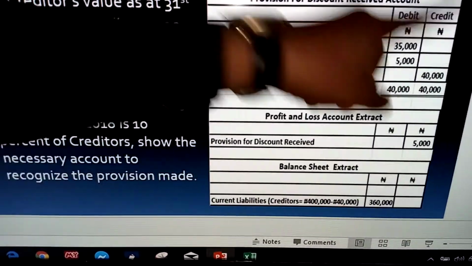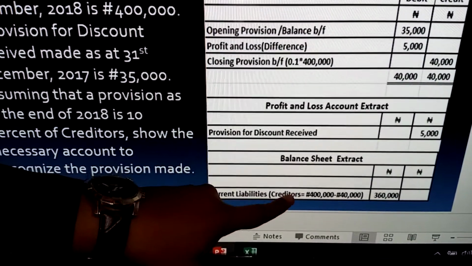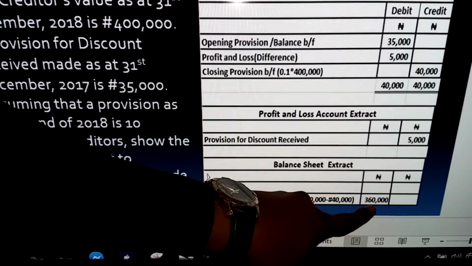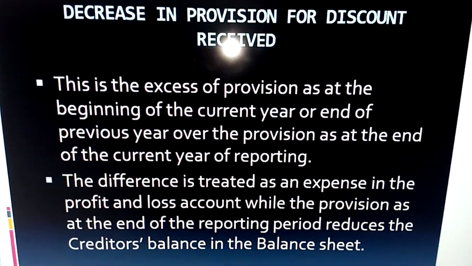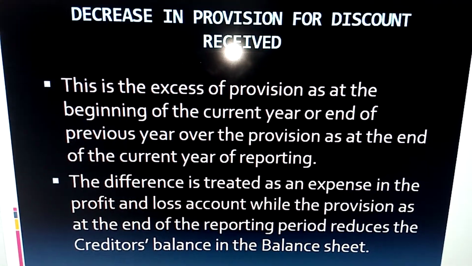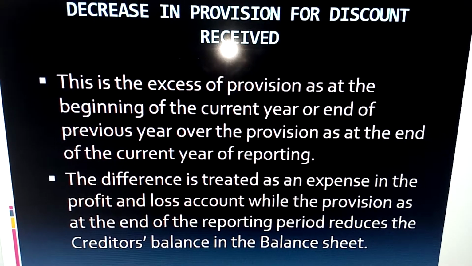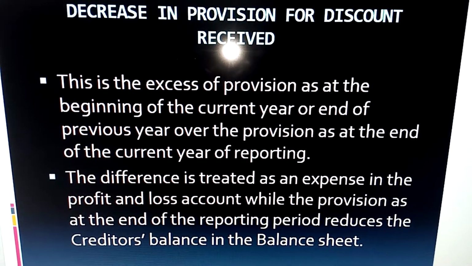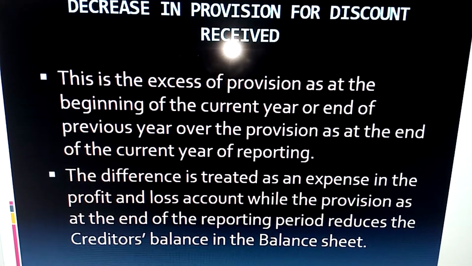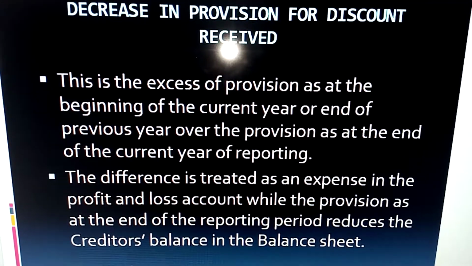Okay. Then in the balance sheet, current liabilities, creditors value will reduce by 40,000. That's 360,000. Now, a decrease in provision for discount received is when there's excess. That is, the provision made at the beginning of the year or the end of the previous year.